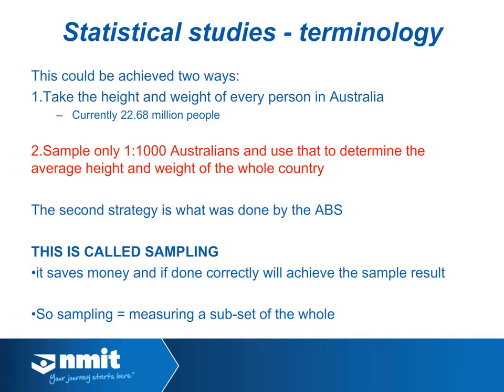And this is what the Australian Bureau of Statistics did. In fact, if you follow that link, you'll see the exact methodology they used. But in summary, what they did, which was still a huge task, was they measured the height and weight of 1 in every 1,000 Australians. And they found these Australians from all around the country so that it was representative of the entire population.